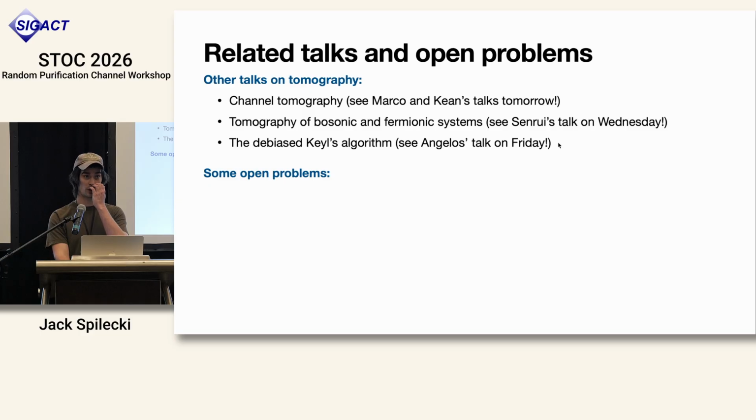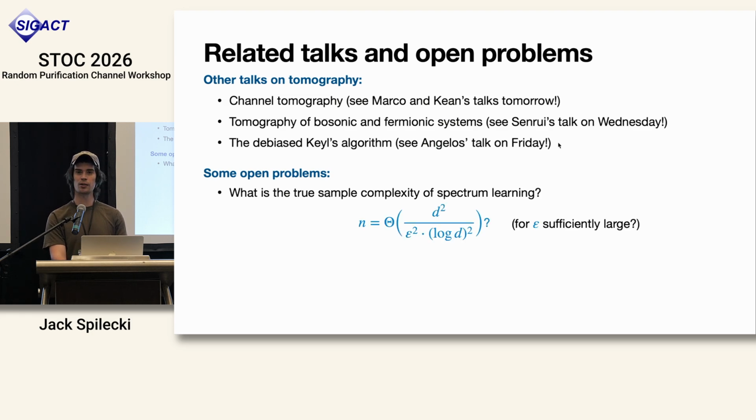And finally, I'll conclude with some open problems. One of them is just: what is the true sample complexity of spectrum learning? So we've given an algorithm which improves over Keyl-Werner. So we know it's not d squared over epsilon squared, but what is the true sample complexity? We conjecture it should look like this by analogy with the classical case. So it should have the scaling of full state tomography, the d squared over epsilon squared, but maybe improved by a couple log factors provided epsilon is sufficiently large, but we don't know.